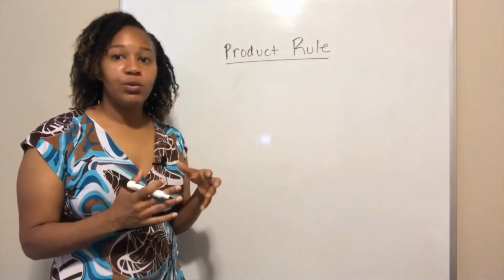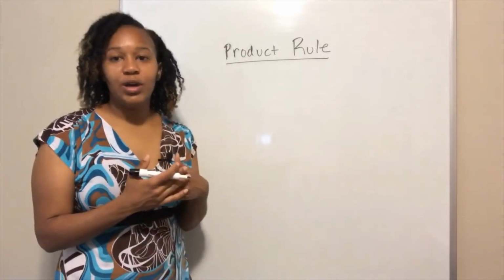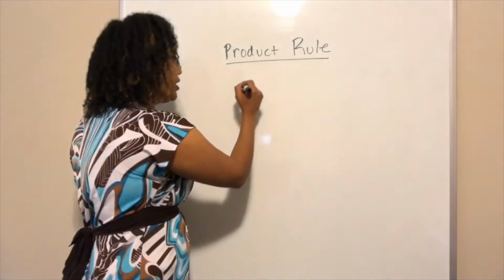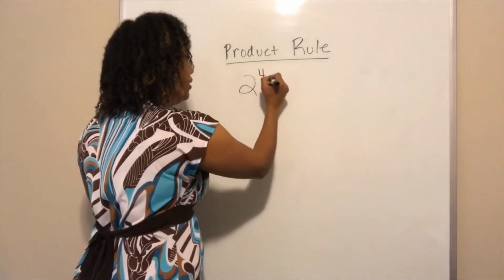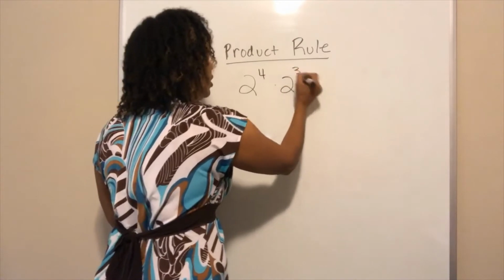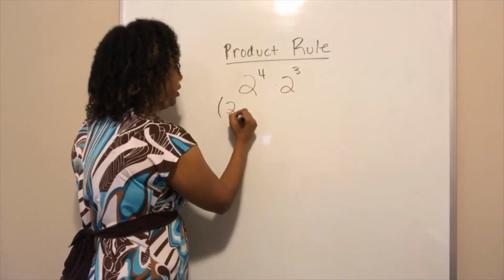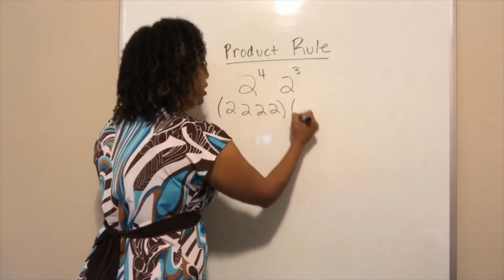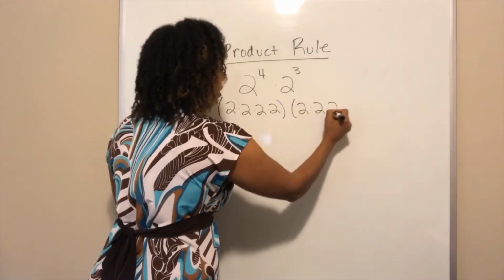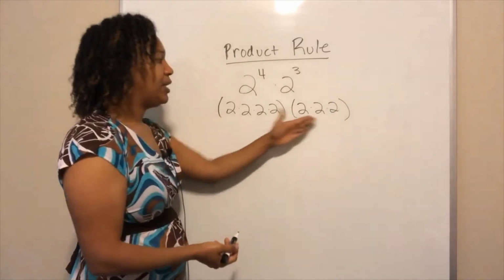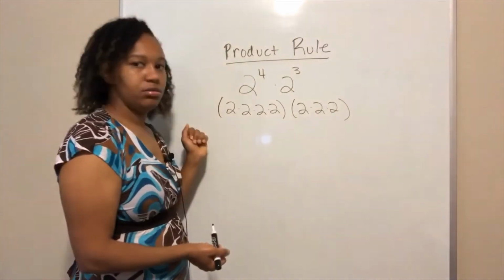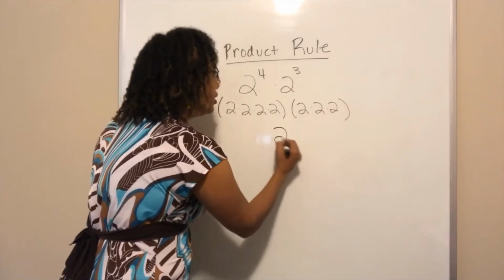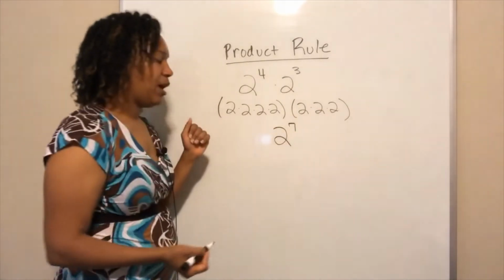The product rule is a rule that tells you how to multiply two exponential expressions together. So for example, if I had 2 to the 4th times 2 to the 3rd, then 2 to the 4th means 2 times 2 times 2 times 2. And 2 to the 3rd means 2 times 2 times 2. Well, how many times am I multiplying 2? 1, 2, 3, 4, 5, 6, 7. So this is equivalent to 2 to the 7th power.